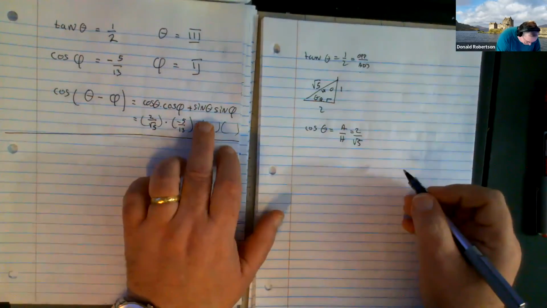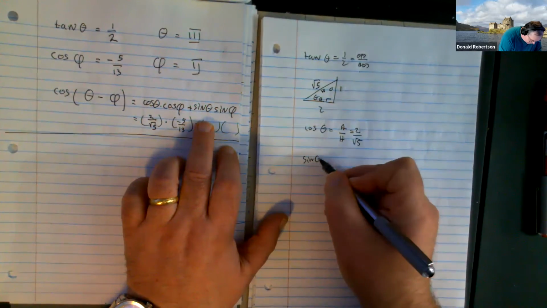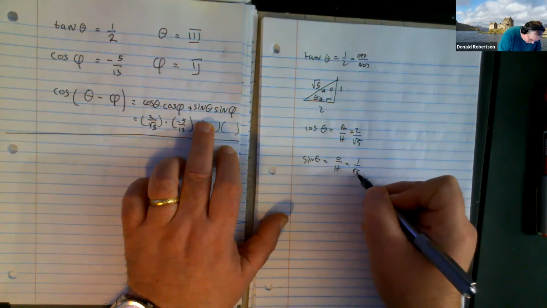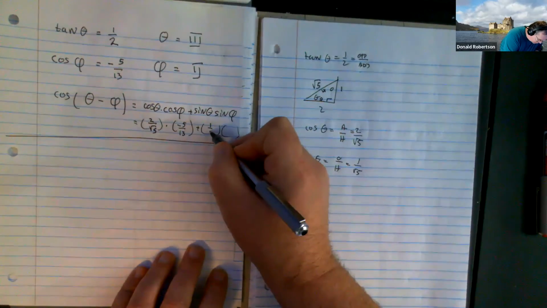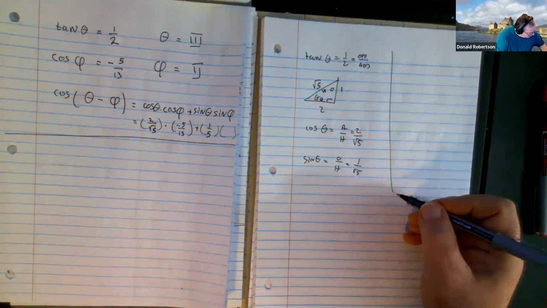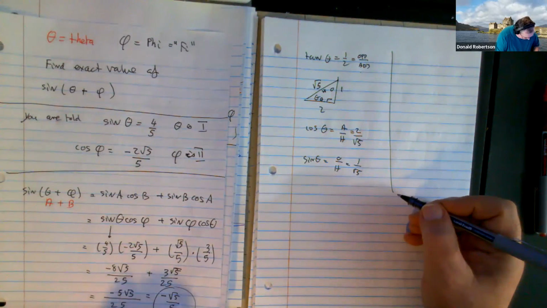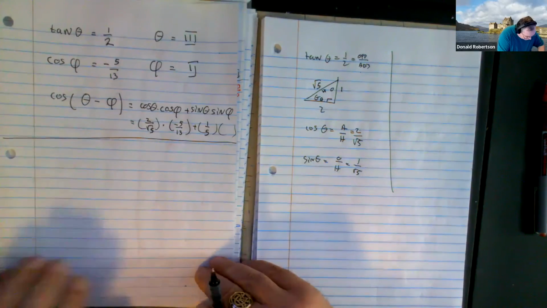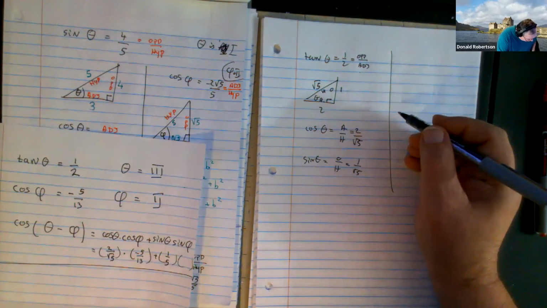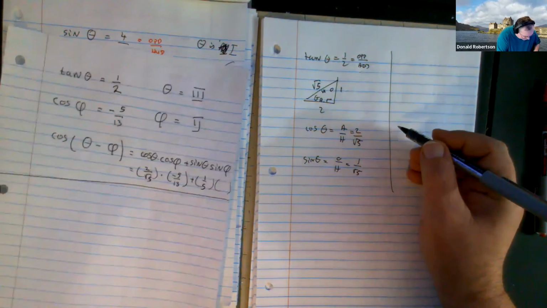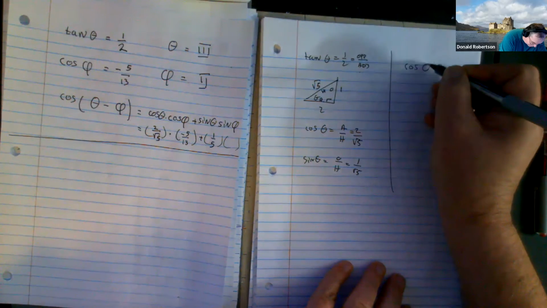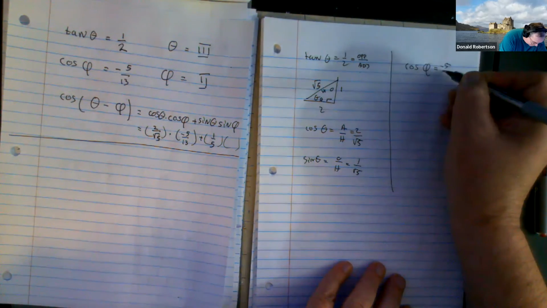And I also need to find the sine of theta. That's opposite over hypotenuse, and that's 1/√5. And then I'll take the second piece of information that we were given. And where is it? Oh, here we are. We were told that the cosine of phi is -5/13.